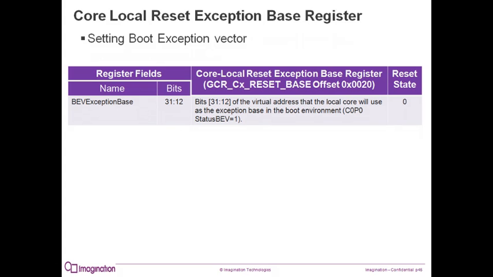The boot exception base field in the core local reset exception base register controls where the CPU will fetch the first instruction when it is powered up and reset. If you want to have CPUs that use different boot code, you could access this register through the core other group from another CPU and set the boot address for this CPU.